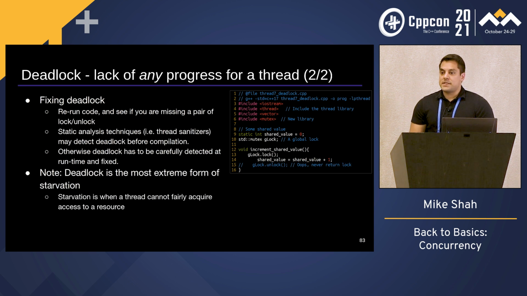Okay, so how do we fix deadlock? If we're maybe trying to reason through this to start, well, we can rerun our code and inspect it and say, okay, for every lock that I have, do I have an unlock? You can match the pairs. Maybe my IDE has some of these static analysis tools, and I'll mention some of those at the end. But otherwise, it has to be carefully detected at runtime and fixed. This is another case where, as our code gets really big, don't think toy examples, but thousands or millions of lines, these can be hard to find.